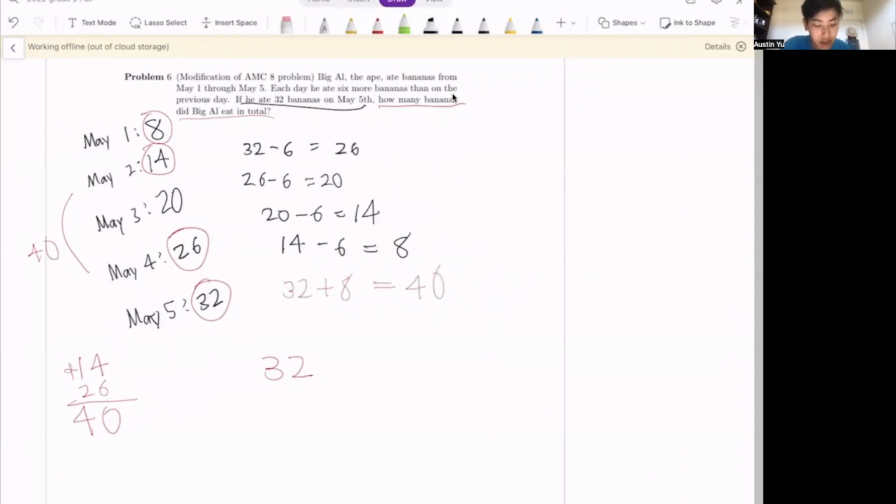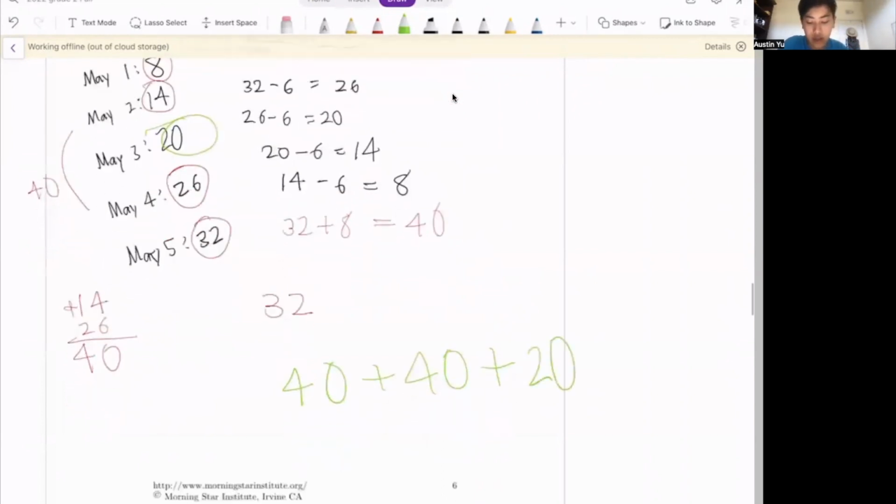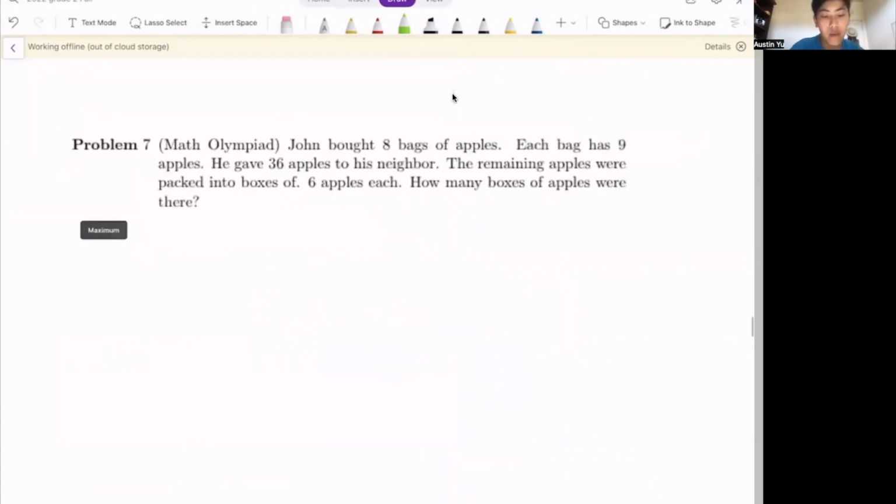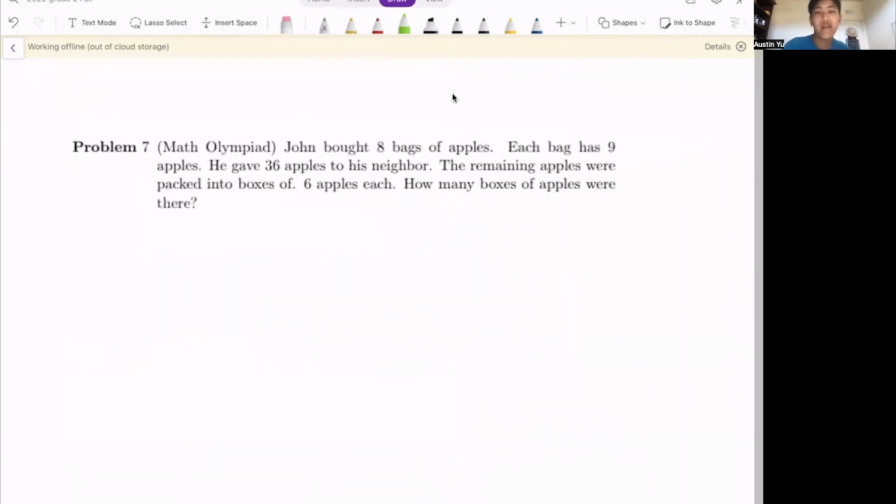So in green, these two numbers, 40, plus the middle number, which is 20 on May 3rd, equals 100 bananas. Big Al eats 100 bananas in 5 days. Quite impressive.